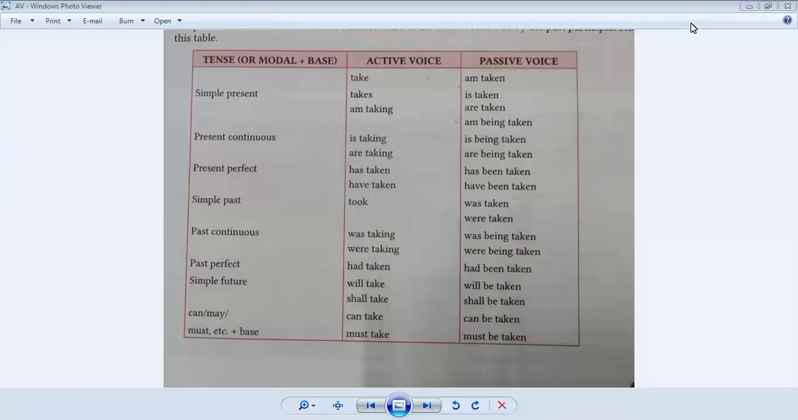Now, in your exam, what are the possibilities of questions? First possibility is they will give you a sentence in active voice and they will give you four options with its passive voice, and you will have to choose the correct option. Or they will give you four options and ask you to identify which sentence is in active voice, or which sentence is in passive voice.